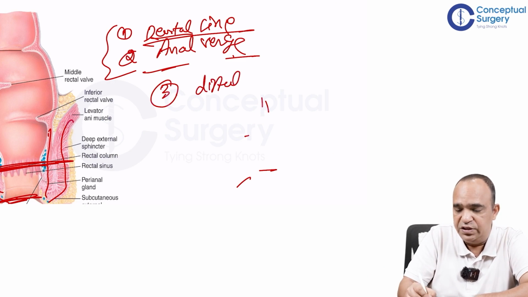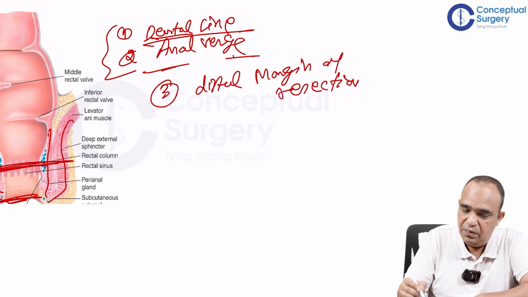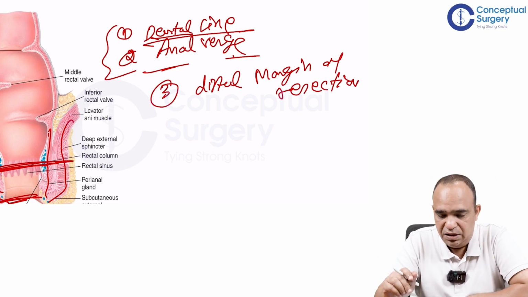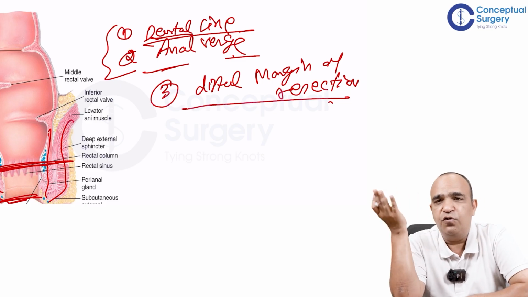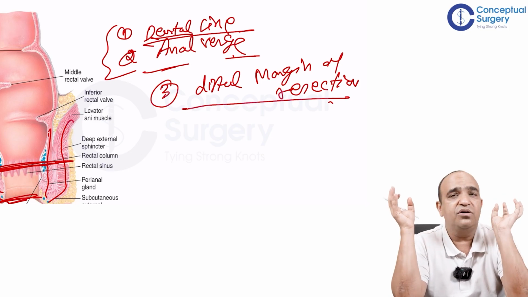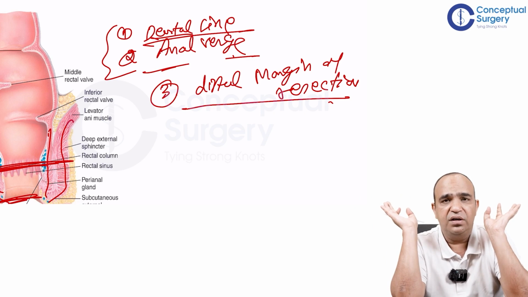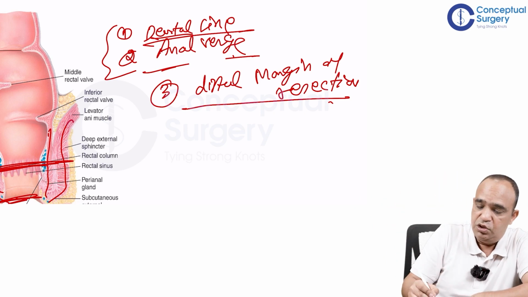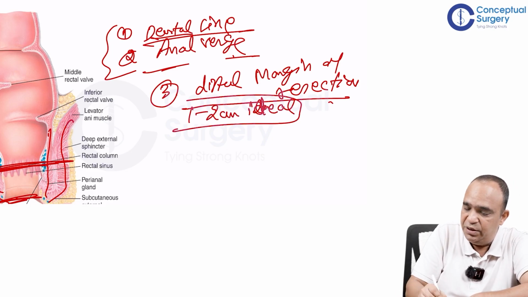Third point is distal margin of resection. How do you decide that your resection is encroaching the dentate line or not? Distal margin of resection. In colon, you take it 4 centimeter, 8 centimeter, 6 centimeter. You have a lot of length of colon. You can extend. You can go 2-3 centimeter beyond. It won't be very short. But in rectum, you don't have a margin. So 2 centimeter is ideal. 1 to 2 centimeter is ideal.